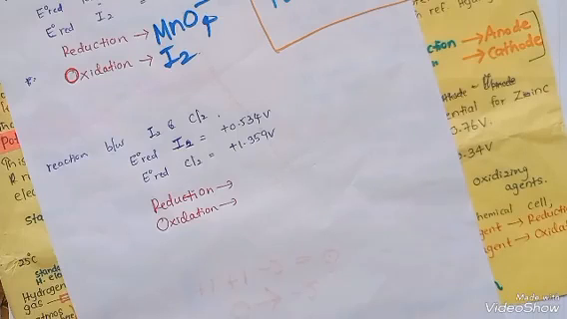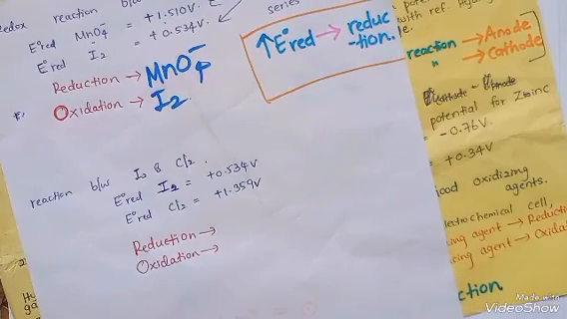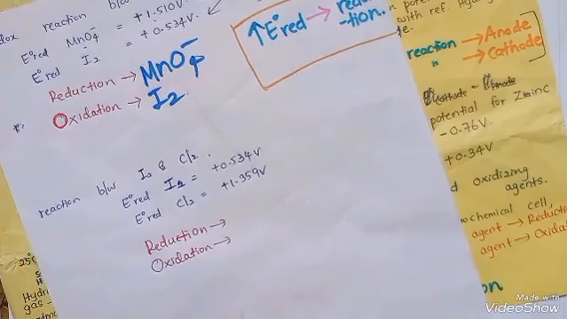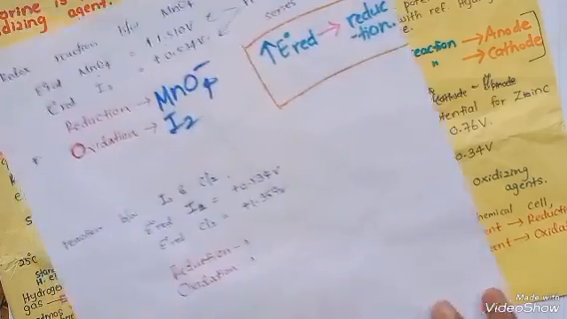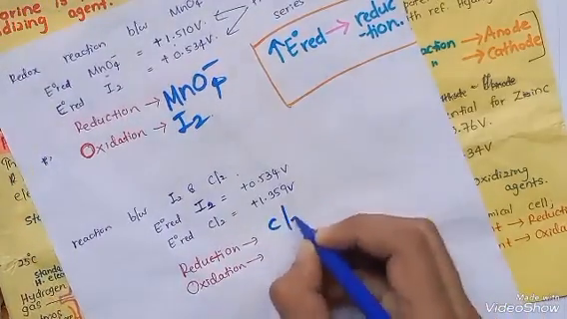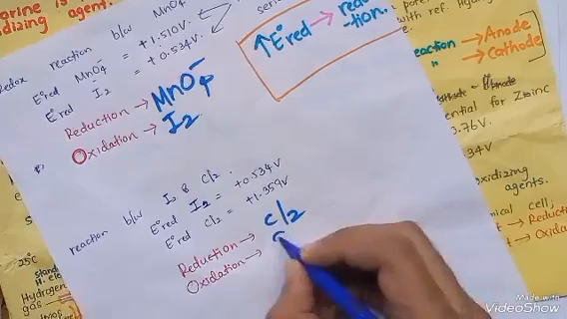And in this example, the reaction between iodine and chlorine, the standard reduction potential for iodine is 0.534 volt and the standard reduction potential for chlorine is 1.359. So our rule is, the higher the reduction potential, the more it undergoes reduction. So chlorine has the higher standard reduction potential, therefore chlorine undergoes reduction and iodine undergoes oxidation.